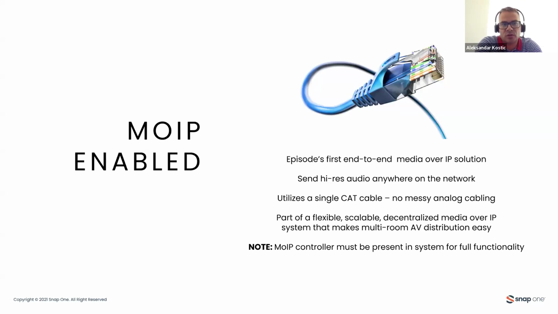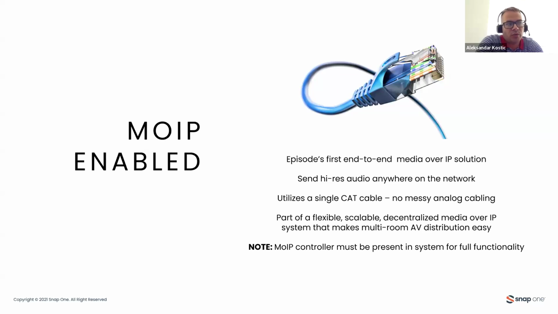And of course, the most important thing, any MOIP functionality from the MOIP amplifier cannot work without MOIP controller. So you always need to have one MOIP controller per the system. And it has to automatically discover MOIP amplifiers and MOIP transmitters in order to be able to connect audio streaming from the source to the audio endpoint.